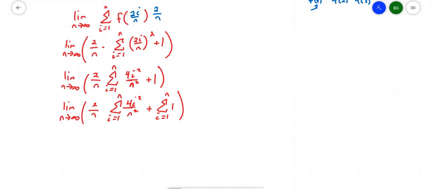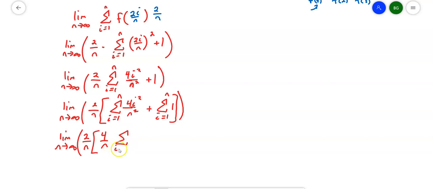Now remember, in the summation, i is the variable that's changing. The n is not changing. And so this 4 over n squared is a constant. By the way, this 2 over n multiplies all of that. And so we'll have 2 over n times, let's bring that 4 over n outside the summation. And so we have something that looks like this.